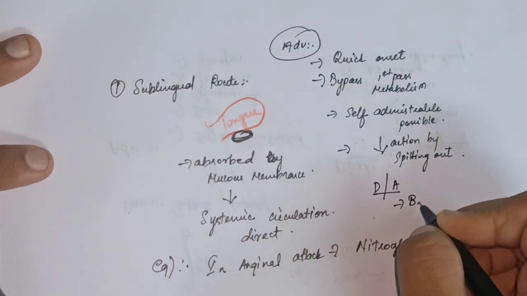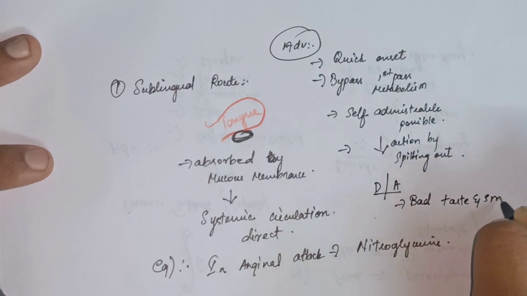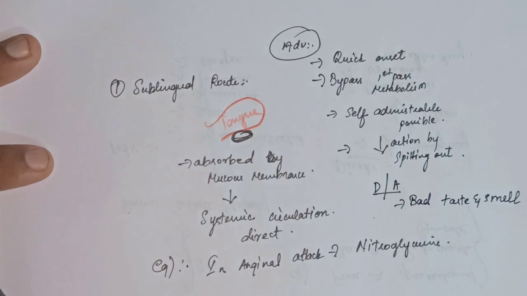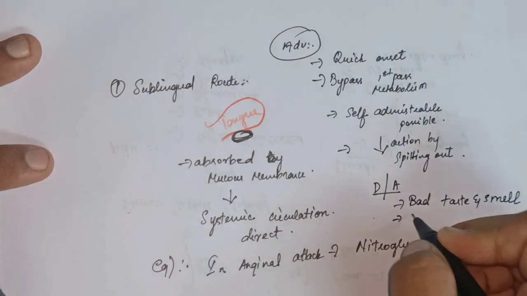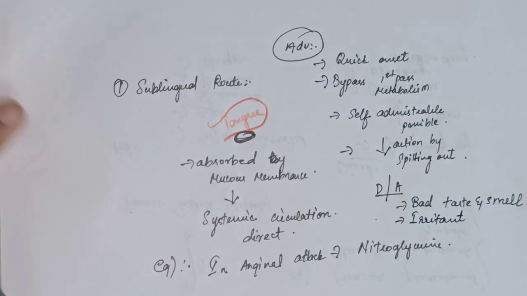First one is very bad taste and smell. And it will cause irritation also to the mucous membrane below the tongue. Okay. This is your sublingual route. The tablet will be kept in the region below your tongue. Okay. Let's see what is the rectal route in detail.